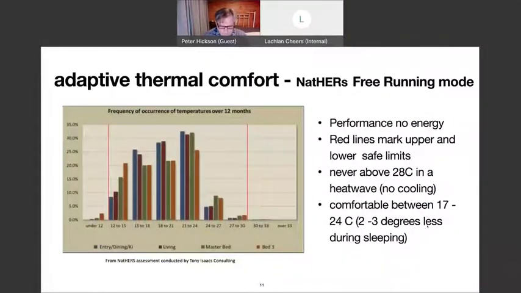This graph of modelling in NatHERS's free running mode shows how the building relies on its design response to a climate file to achieve the comfort outcome. This is the most useful part of the tool for us, I think. I believe summer performance is actually better than predicted due to the limited ventilation logic used.